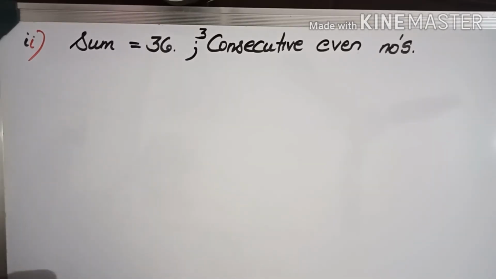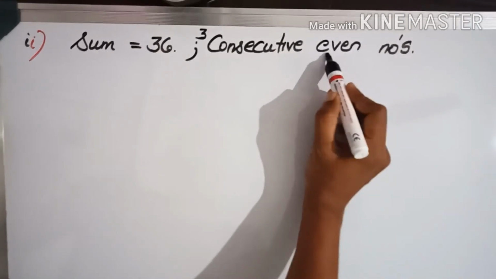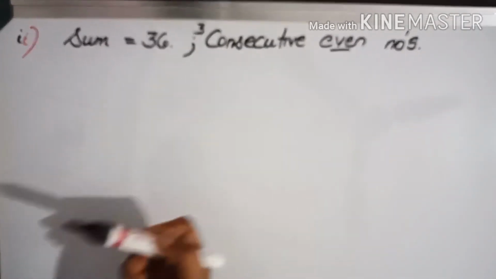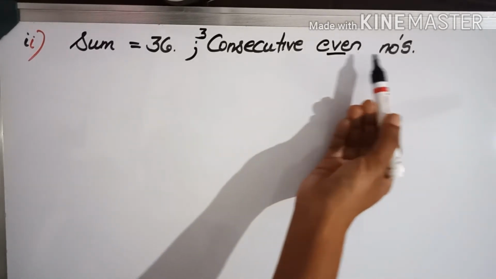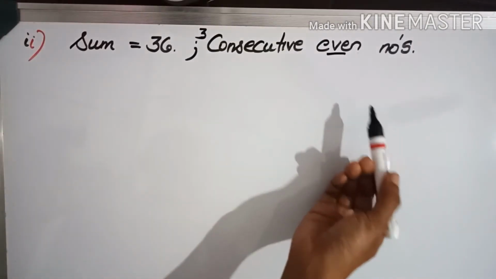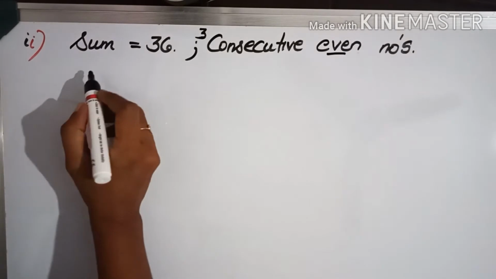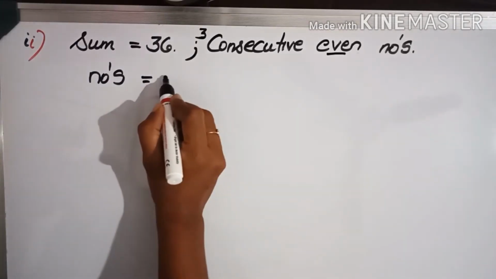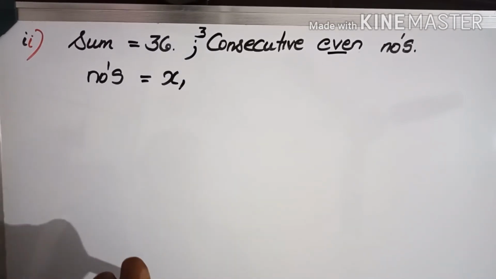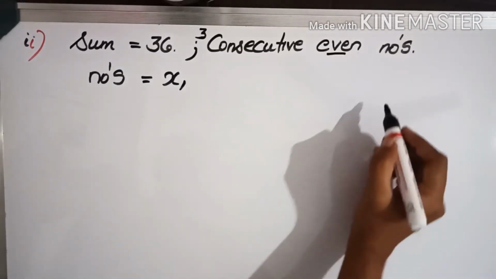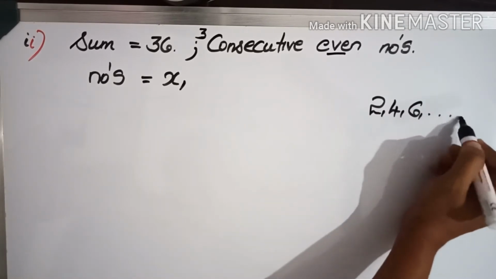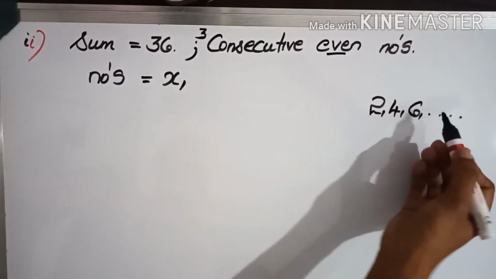Second sub question: the sum of three consecutive even numbers is 36. Then what are the numbers? Consecutive even numbers. In the previous case it was natural numbers, here it is even numbers. So same as the previous case, first let's consider the first number as x. Then what will be the next number? Even numbers are like this: 2, 4, 6, 8, etc. That means we add 2.